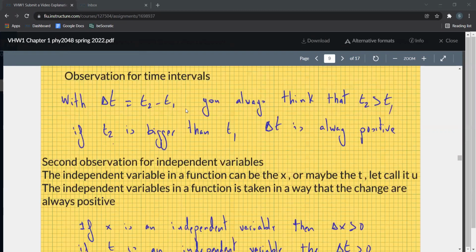Okay, so observation of time intervals. Time is something that is always moving forward. No matter what, your final time will be bigger than your initial time. You will never have negative time, essentially. And this is what proves it, right? So if you think about it, you can never travel backwards in time. Time is always moving forward.